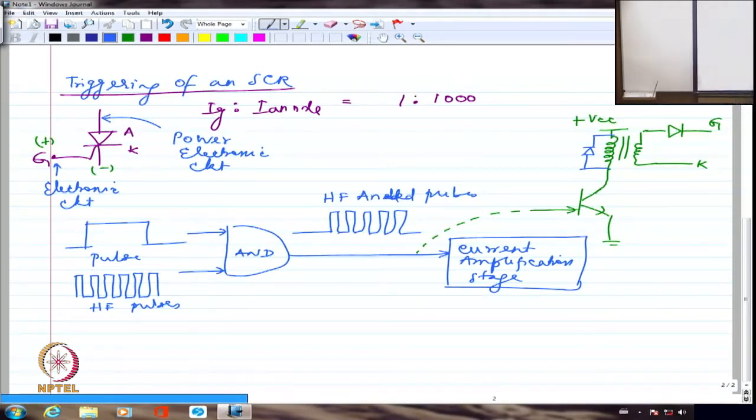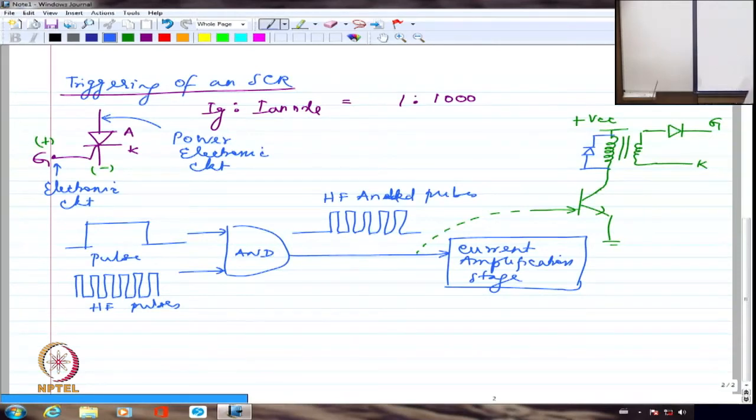So much so for the triggering circuit of a thyristor or SCR. So you are starting from the pulses. You normally AND it with high frequency to make sure that the transformer which I am going to use here does not saturate, right? After high frequency ANDing, I necessarily need to amplify it, because in all probability SCR will require a higher current. So this amplification stage itself will have the pulse transformer connected in the collector of the transistor, so that I have complete isolation.